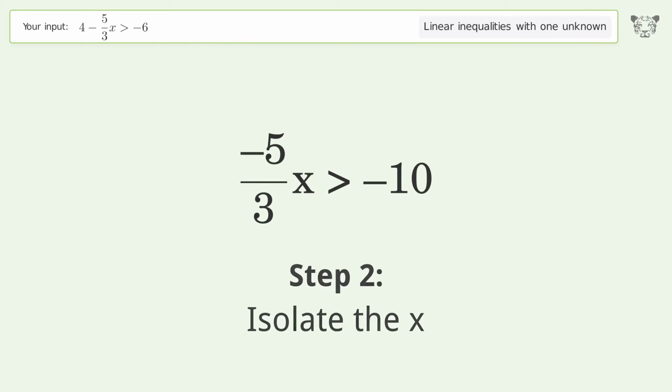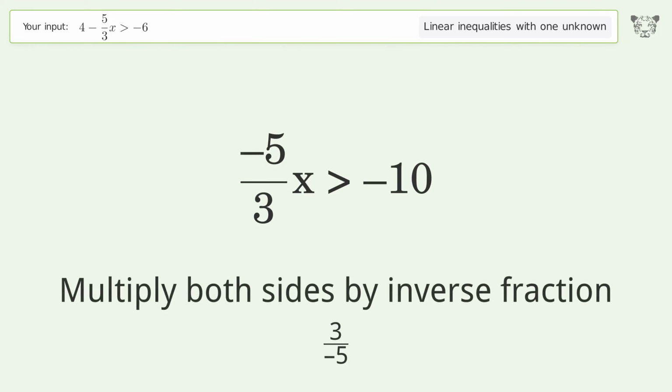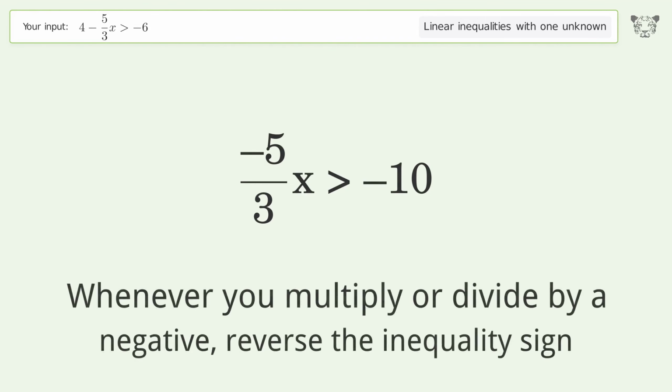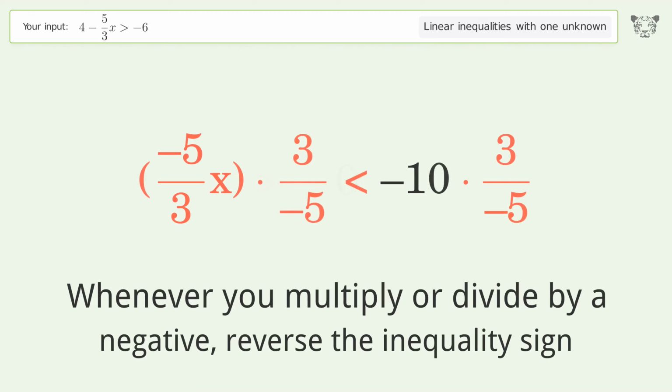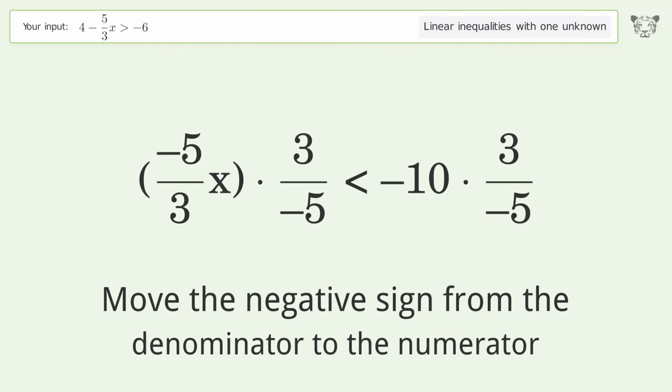Isolate the x. Multiply both sides by inverse fraction 3 over -5. Whenever you multiply or divide by a negative, reverse the inequality sign. Move the negative sign from the denominator to the numerator.